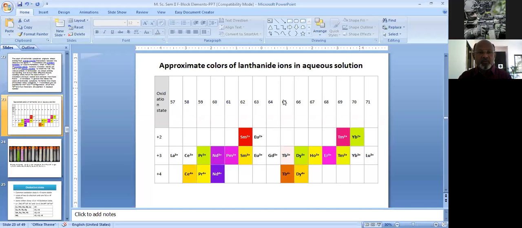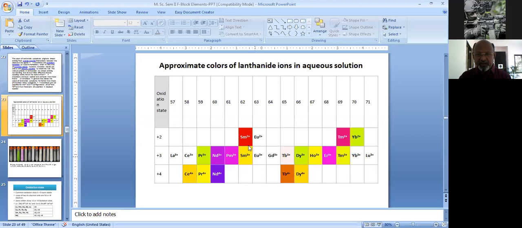here we have seen that +3 oxidation state is more common. All these elements do display +3 valency as a principal, common and the group valency. Here it is seen that the +2 oxidation state is shown by samarium, europium, thulium and ytterbium. The +4 oxidation state is shown by only 5 members: cerium, praseodymium, neodymium, terbium and dysprosium. With regard to color, the color also varies with the oxidation states.